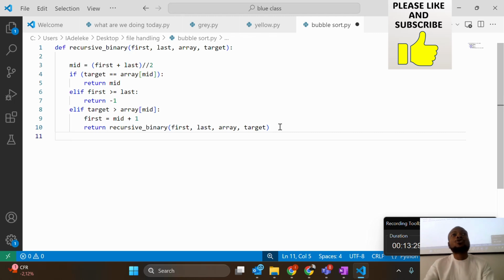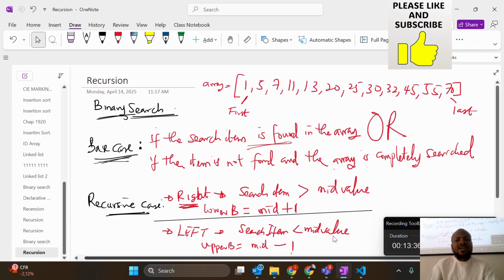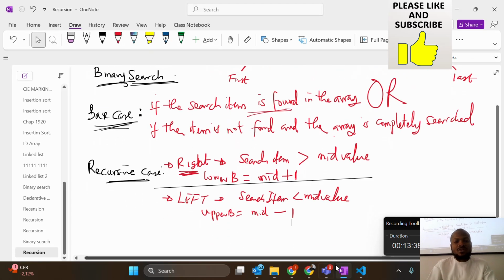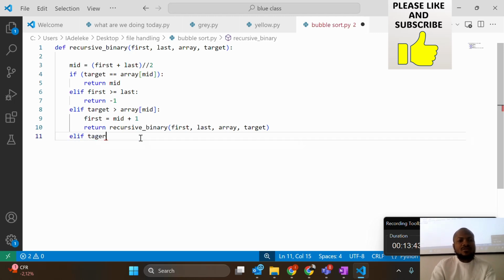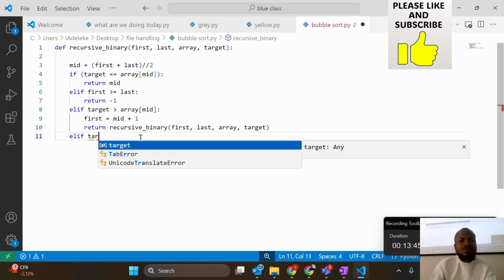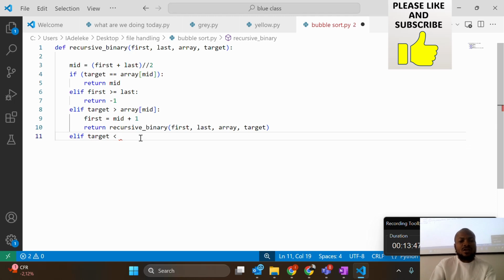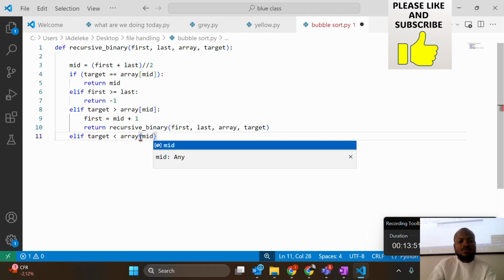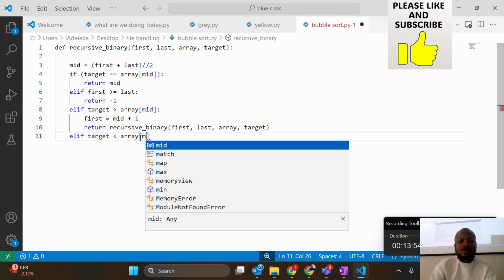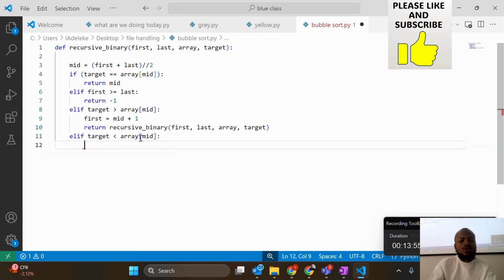So what is the next one? Either I write else or elif, it's still the same thing. Then that is the second condition here, which is when the target is less than the mid value. Is that understood? So elif target is less than array mid. So what do I do? What changes? Last is equal to mid minus 1, isn't it?